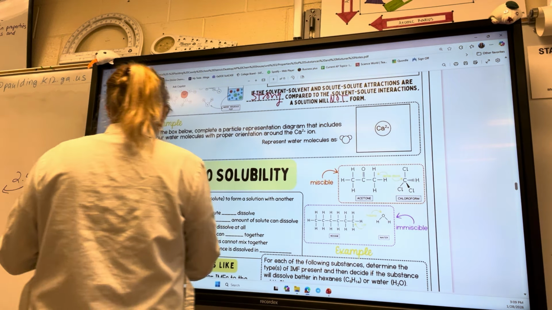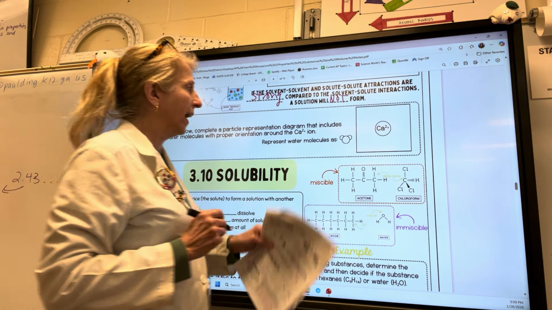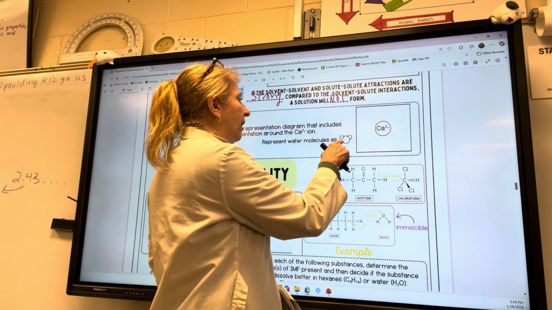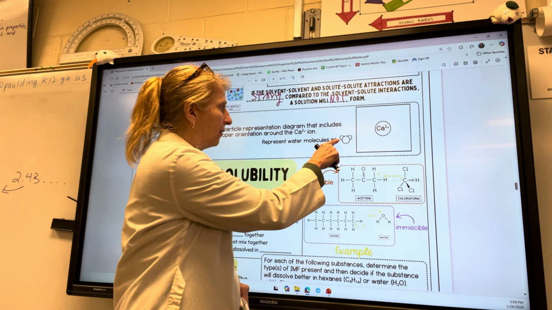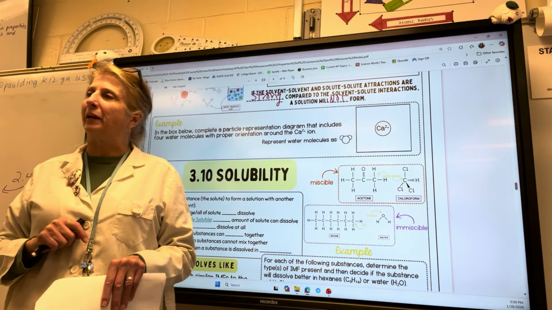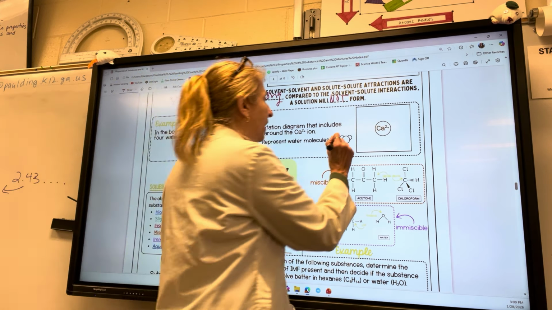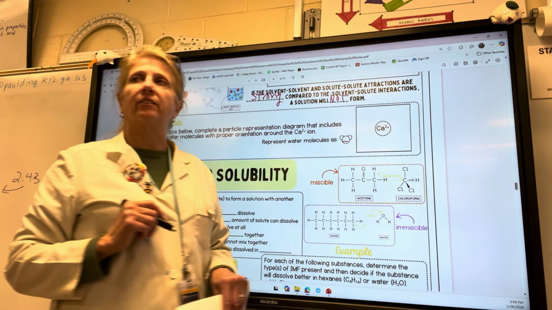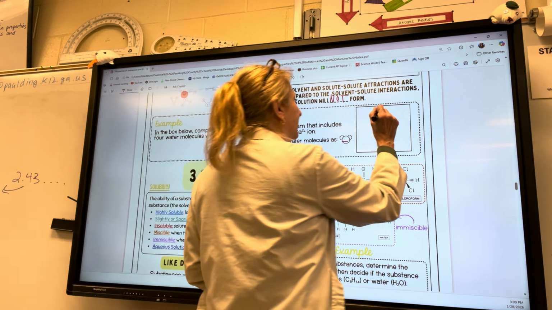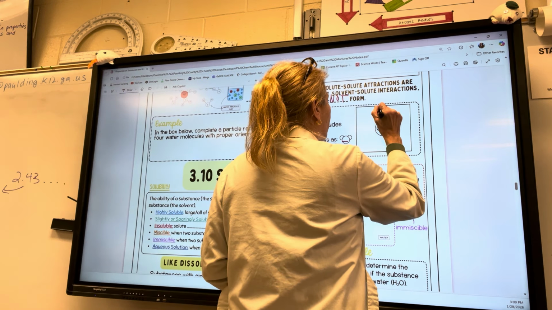Okay, so here's an example. Here is a calcium ion. We've got water. We want to show how they would be attracted to it. Is it going to be the Mickey Mouse's head or ears that are going to be attracted to the calcium? His head, right? Because that's the oxygen that has the higher electronegativity. So you draw some on there, make sure you've got the head-way. Ta-da.